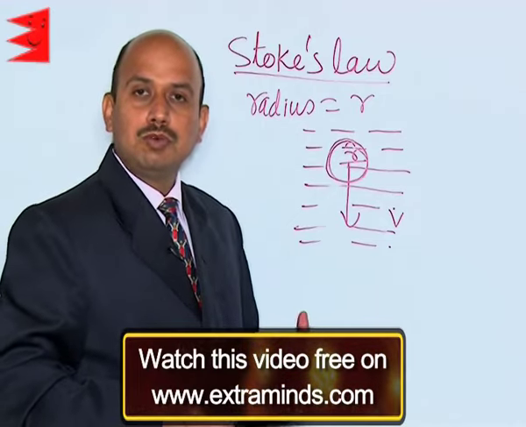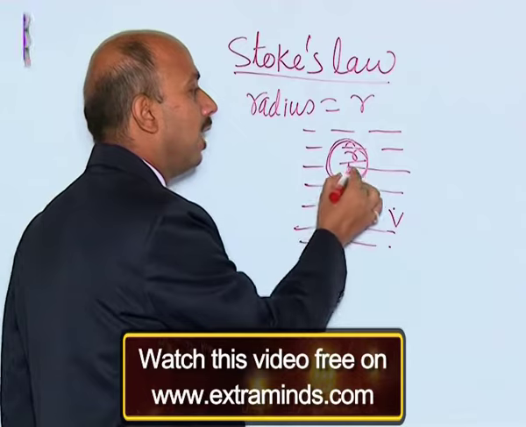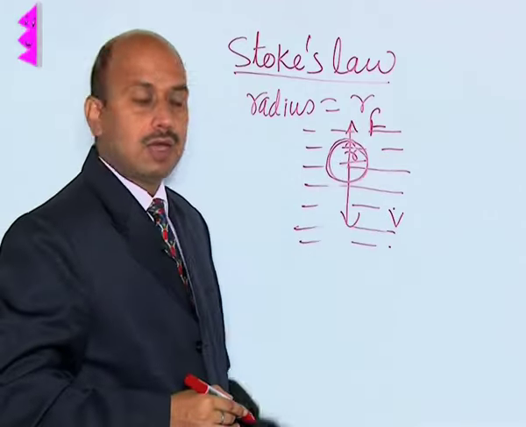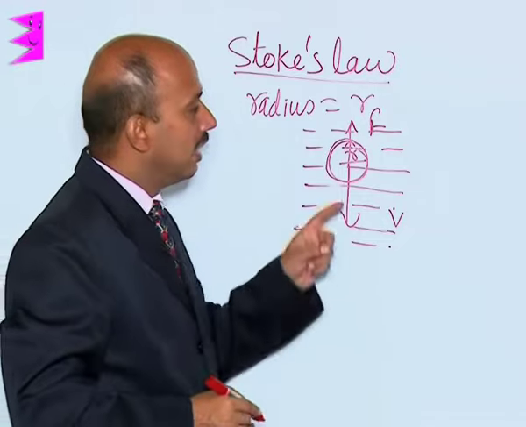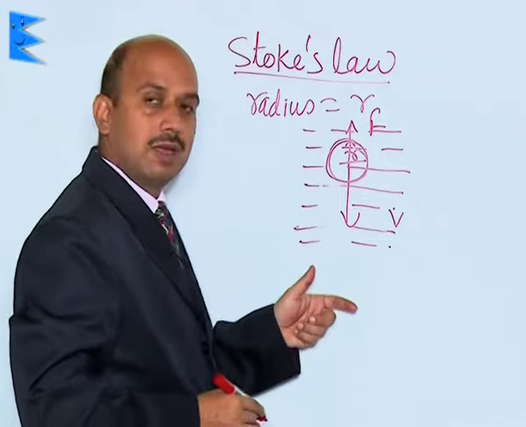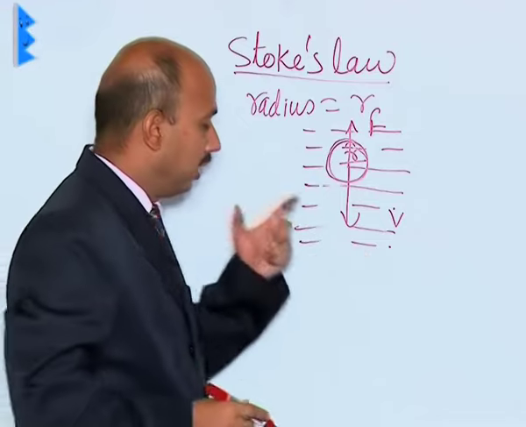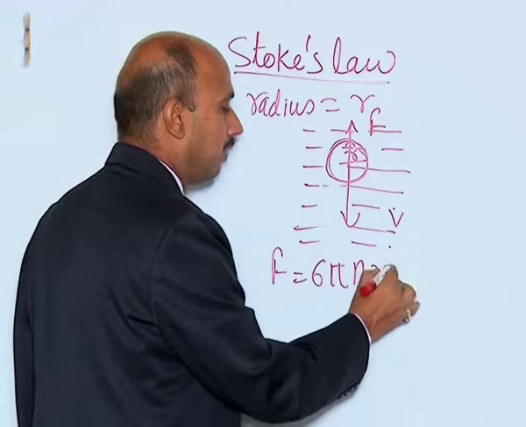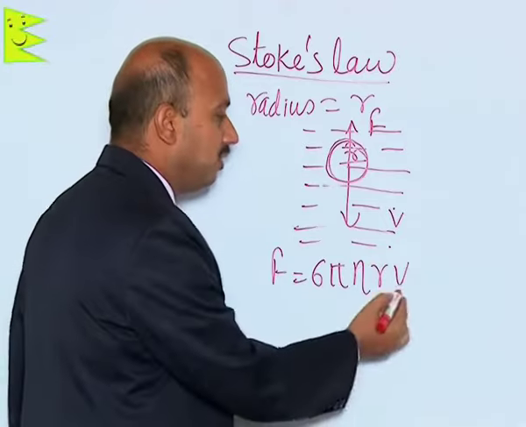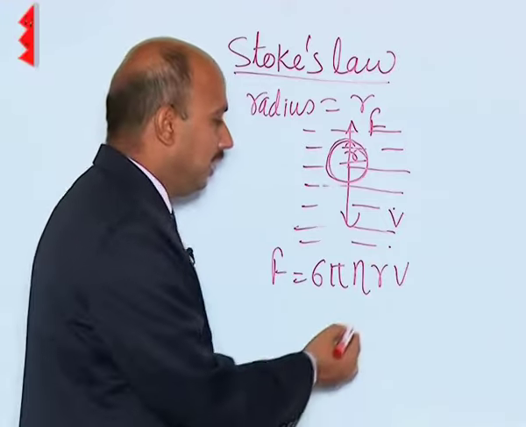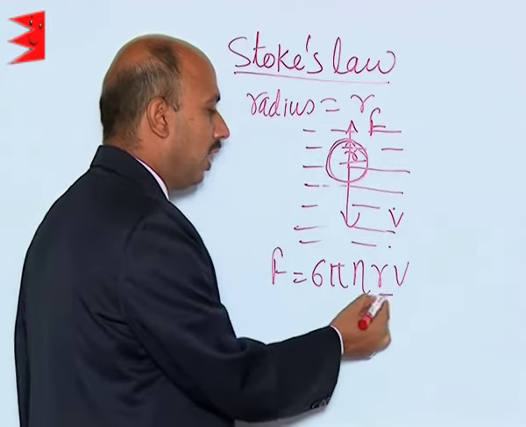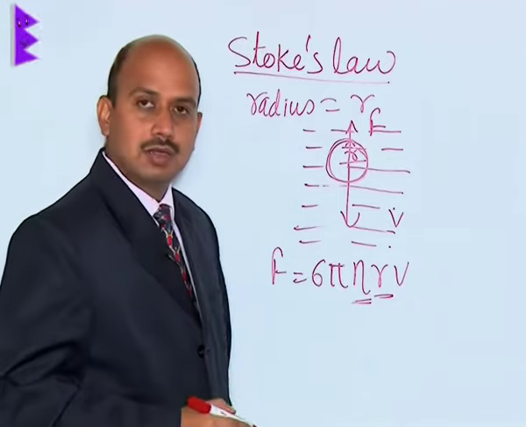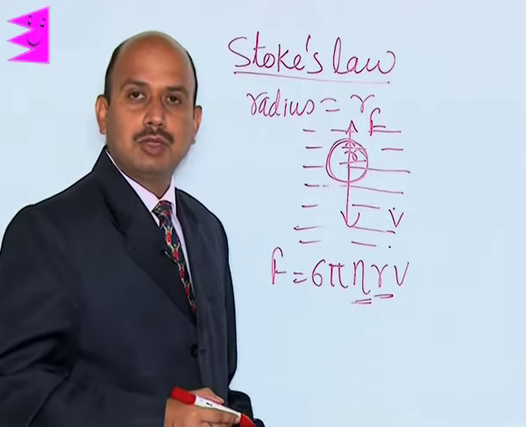Because of the relative motion between the layers, a dragging force acts on this body, that is F upside. According to Stokes' law, the dragging force acting on this small spherical body falling through the liquid is given by F = 6πηrv, where v is the velocity of the spherical body, η is the coefficient of viscosity, and r is the radius of the ball. Now, 6π is a constant here. This formula again can be derived using dimensions.